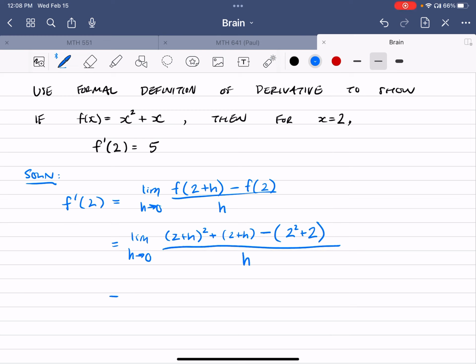All right, now let's simplify that. I'm going to use binomial theorem to quickly distribute that, or if you want to just multiply it out, that works as well. 4 plus 4h plus h squared plus, we have that 2 plus 2h still, and I'm going to get rid of the parentheses since it's just addition here. Now I'm going to distribute this minus sign. 2 squared is minus 4, and then minus 2, divided by h.